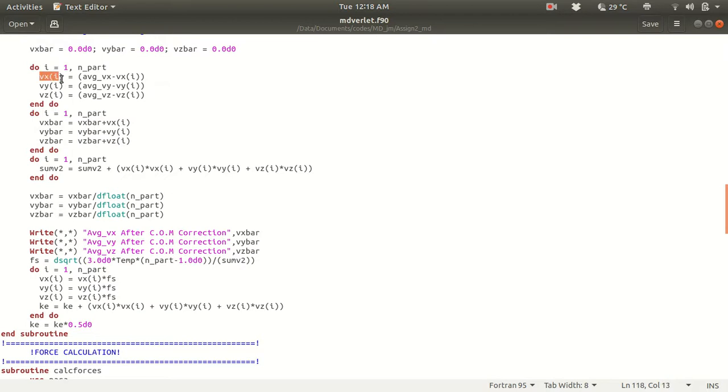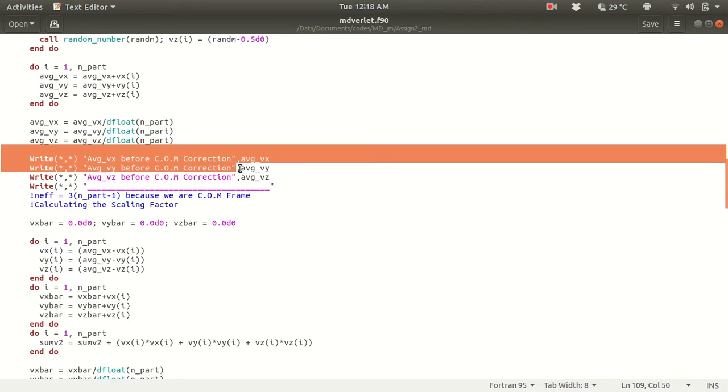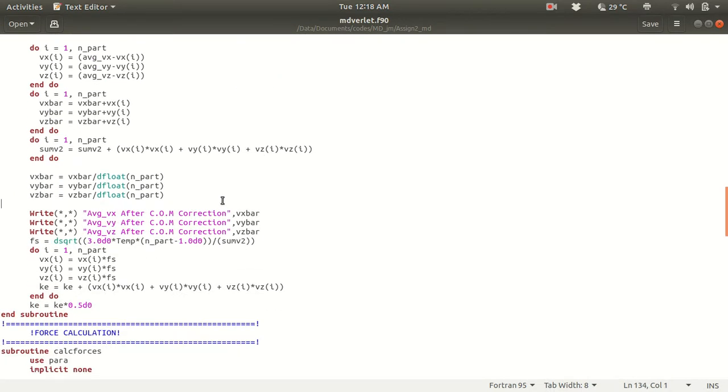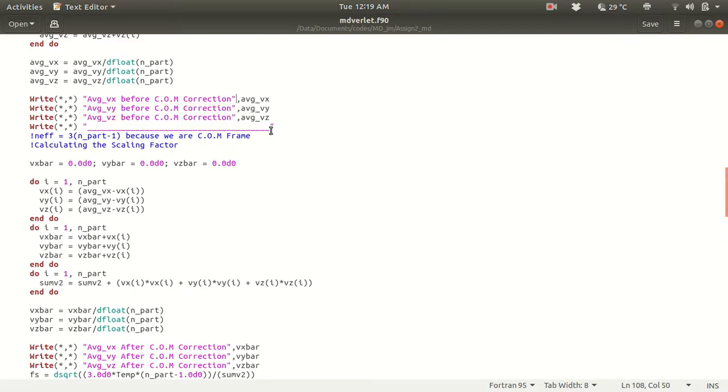So now we define Vx to be average Vx minus Vxi, Vy to be average Vy minus Vyi, and Vz to be average Vz minus Vzi, because we want the center of mass velocity to be 0. So now again I have calculated the average velocity of these corrected subtracted coordinates, so that I can see the difference between this coordinate before center of mass correction and after center of mass correction. You can see that after center of mass correction, these values will be of the order of 0, which is not the case before center of mass correction.